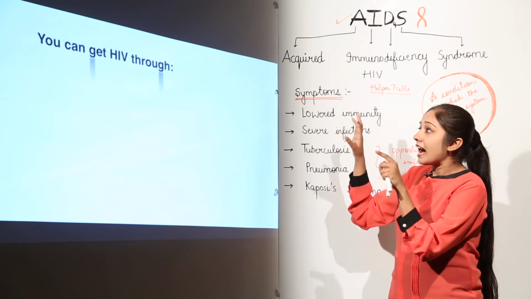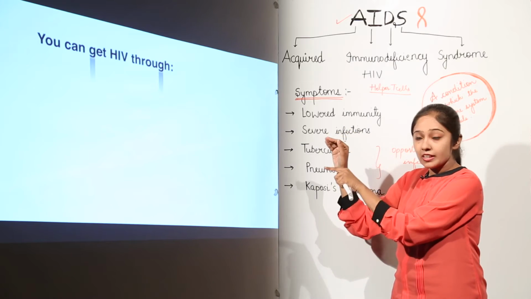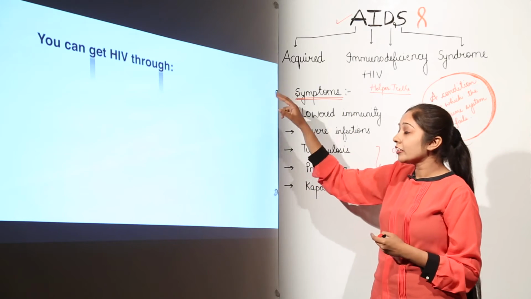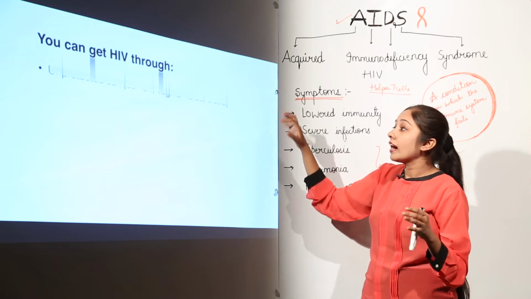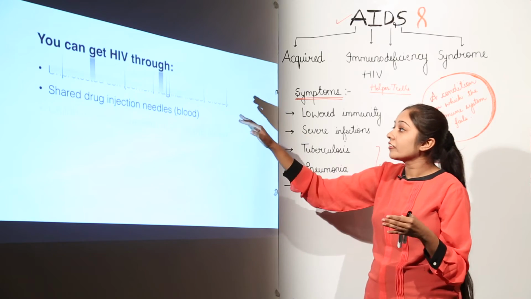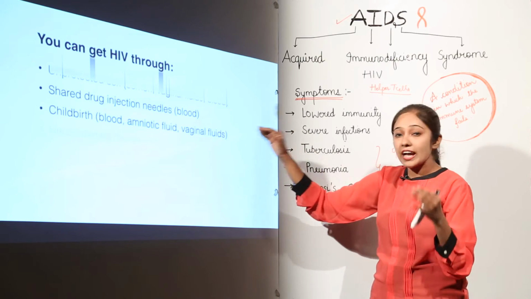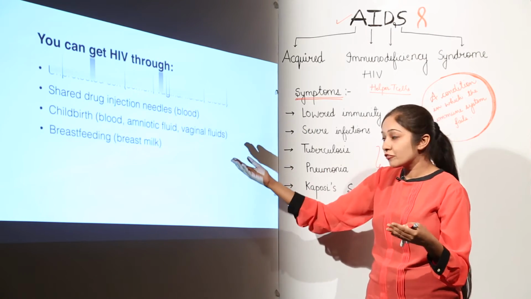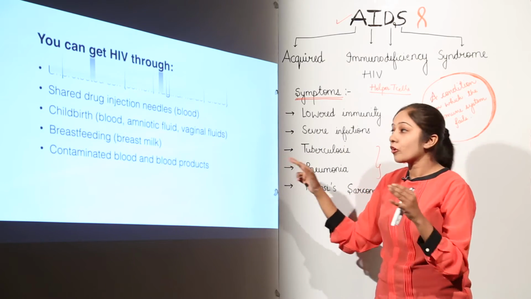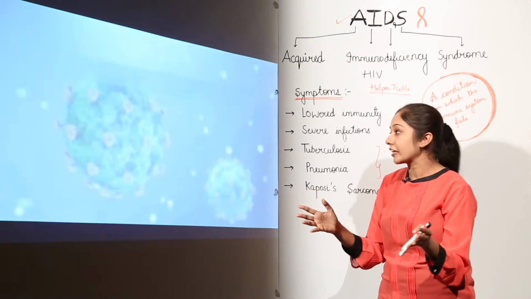Then how can you get HIV? How can this be there in your body? HIV can be there in your body through unprotected sex or unsafe sex, shared drug injection needles, childbirth, or during breastfeeding, and also by contaminated blood and blood products. So this is blood to blood infection actually.